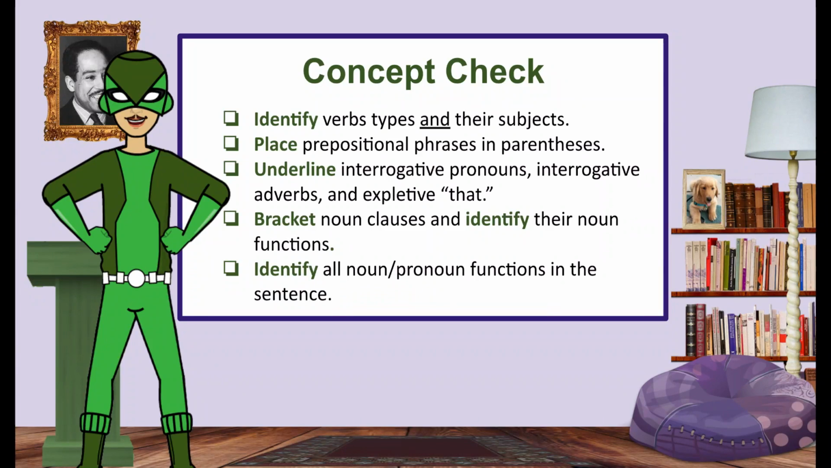Great work. Now, let's add one more step for labeling in the concept check sentence on the bottom of page 3 of your handout. Identify prepositional phrases and place them in parentheses in order to help you find the other elements in this longer sentence. Pause the video now and complete these steps on your concept check sentence. We'll check your answers on the next slide.